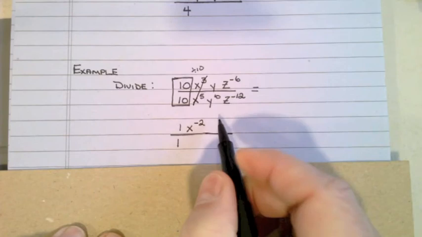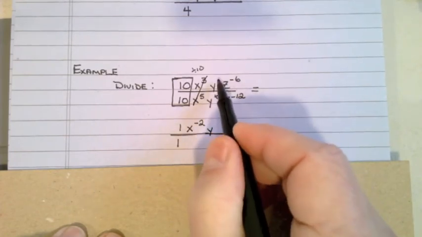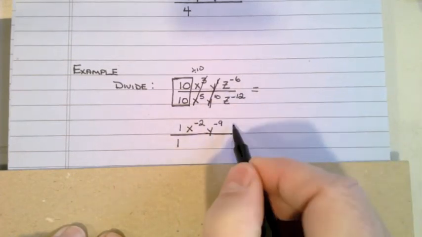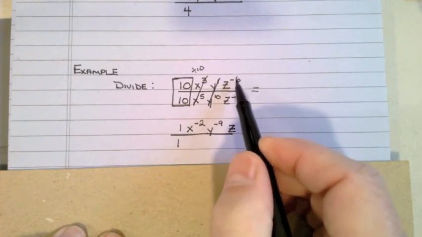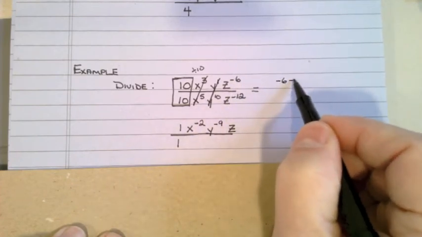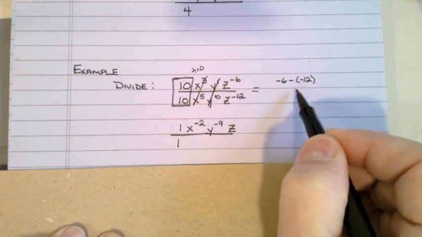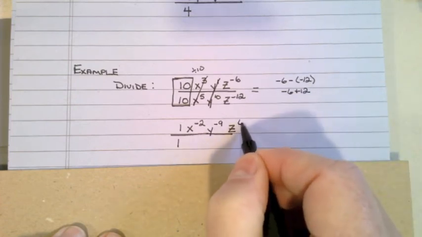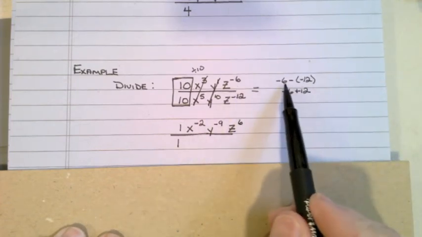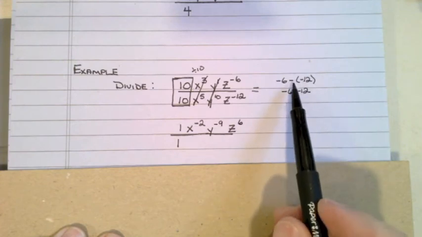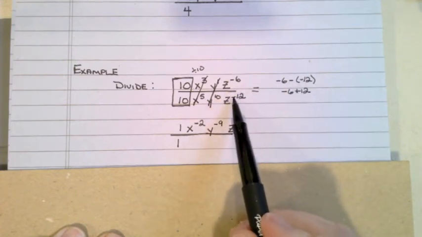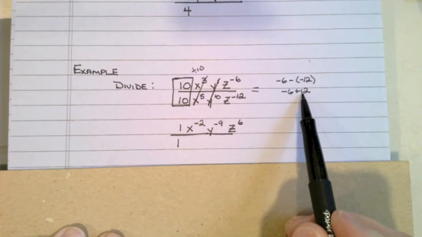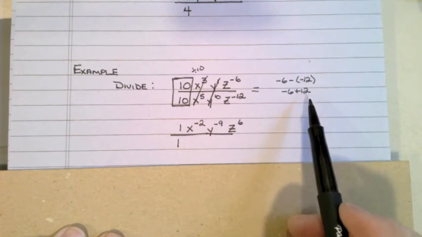I go to my next variable, y. There's a 1 right there. 1 minus 10, negative 9. Write down my next variable, z. Negative 6 minus 12. That's negative 6 minus a negative 12. That's going to be negative 6 plus 12. Negative 6 plus 12 is 6. So remember, you may need to write this out like this so that you can keep up. This is negative 6 minus a negative 12. That's going to change the sign of that negative 12 to a positive 12, and that's going to be negative 6 plus 12.